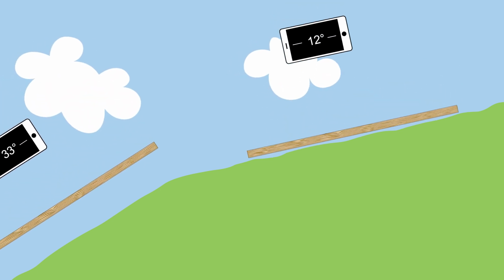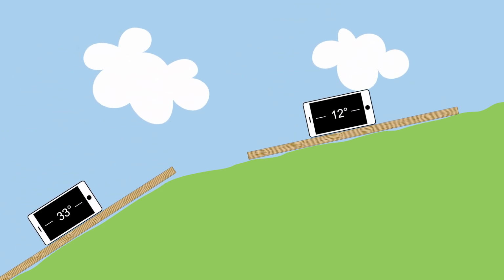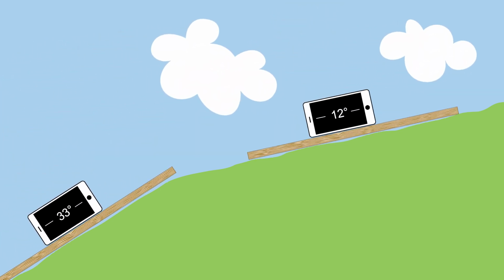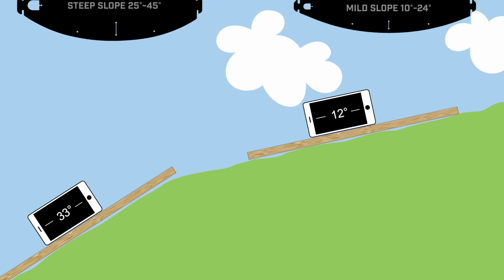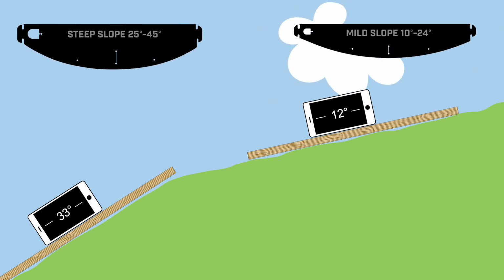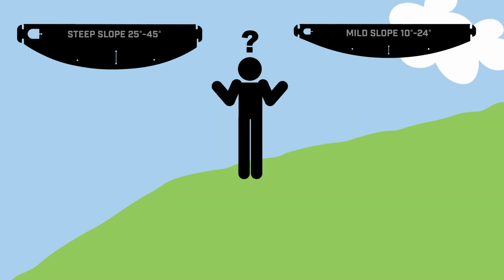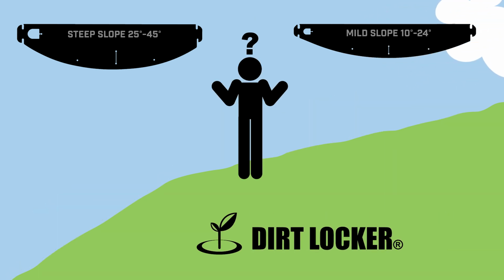Special considerations. If your slope has significant changes in angle, you may need to divide your project into sections and estimate each one separately. Remember, it's perfectly fine to use different sized Dirt Lockers within the same project. If you're unsure about estimating your slope, don't hesitate to contact Dirt Locker for technical support.